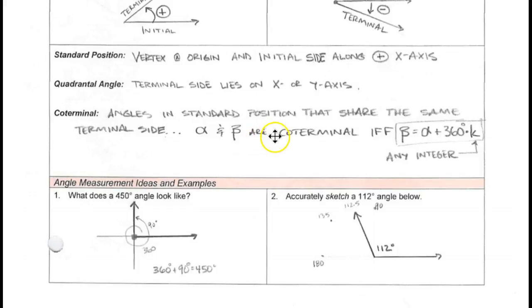So alpha and beta can be coterminal if and only if beta equals alpha plus 360 degrees times k, where k is any integer. And I'm highlighting this notation because you're going to see it a lot this semester, where we're starting our study of trigonometry, and we're going to notice that things are repetitive. They're cyclical in nature in trig.